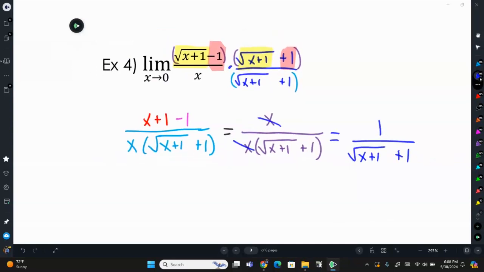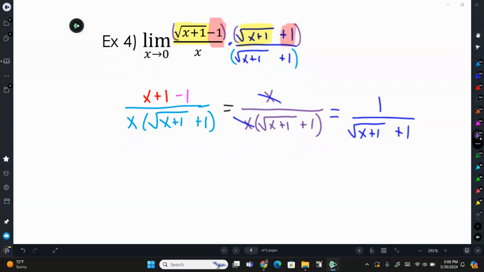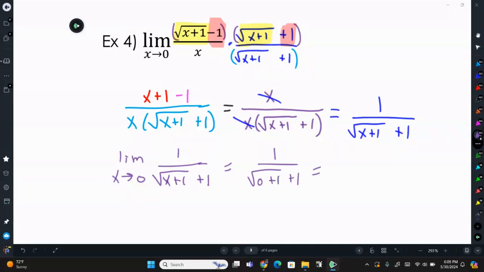So now we rewrote that as a different form of this function that allows us to substitute in 0. So the limit as x approaches 0 of 1 over the square root of x plus 1 plus 1 is equal to 1 over the square root of 0 plus 1 plus 1. Well, this 0 plus 1 gives you 1. The square root of 1 is 1, plus 1 gives you 2, so that's 1/2.